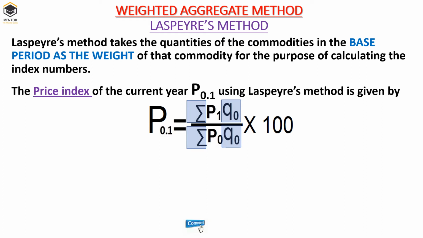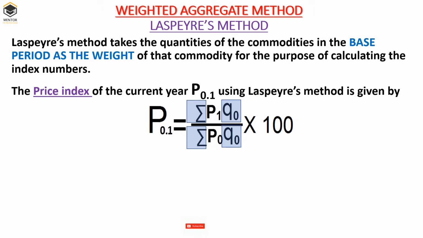So what is the Laspeyres method? P01 equals summation P1 Q0 divided by summation P0 Q0 into 100. Whereas Q0, you can see, is in the numerator as well as in the denominator. It means that the weight is added. Which weight is added? The base period weight is added to the current period price as well as to the base year price. This is called our price index of Laspeyres method, with weight given to the quantities of the base year.